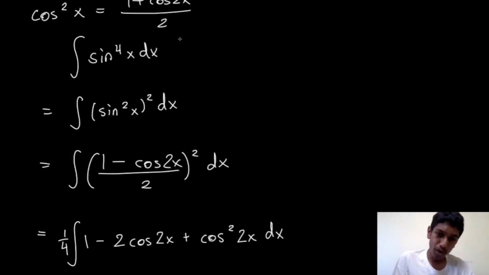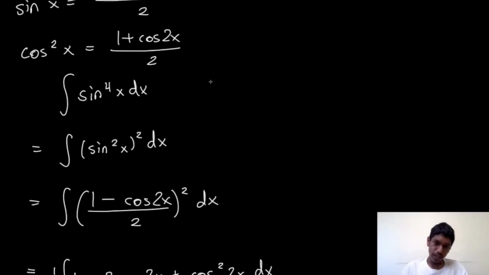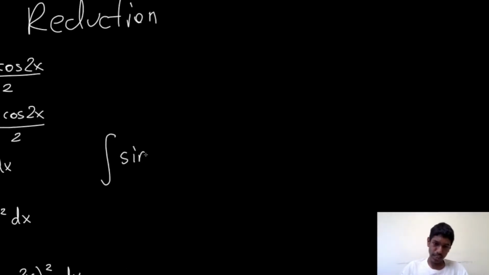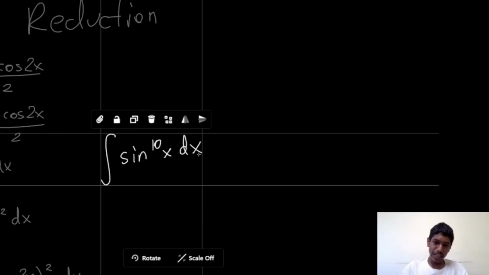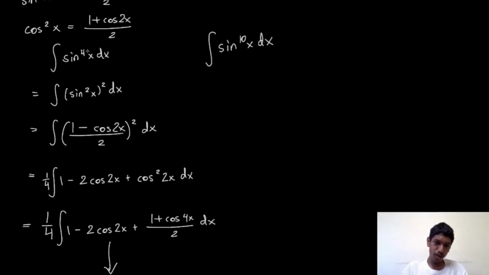So now, in principle, using these two power reduction formulas can work, even if we tried the integral of sine 10x dx. It can work. It's just that it's very, very time consuming, because you see we went from sine 4 to cosine 2, and then we applied it one more time. So imagine we're going to have to apply it 5 times. And remember, we're going to accumulate these 2x's, 4x's every single time we apply it, just like we did over here. So it just gets very tedious.